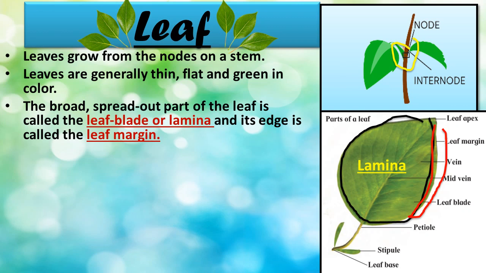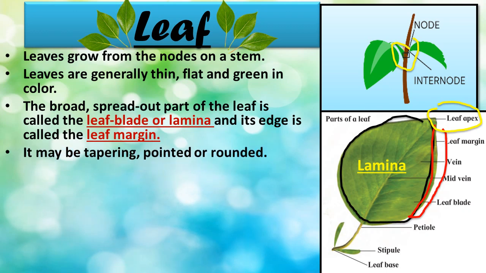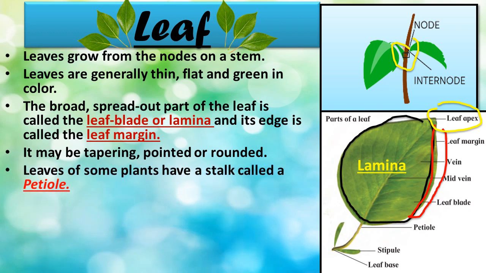That means the edges of a leaf are called the leaf margin, and this is the apex, the top part of the leaf. This is called the leaf apex. And student, it may be tapering, pointed or rounded. That means there are different shapes of leaves; the apex part may be tapering, it may be pointed or it may be rounded.